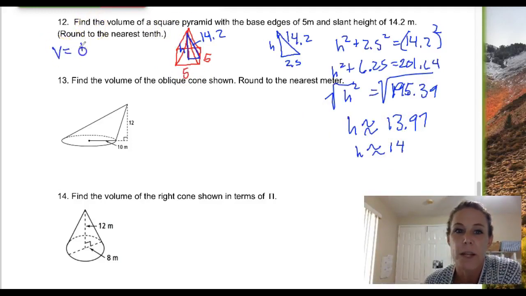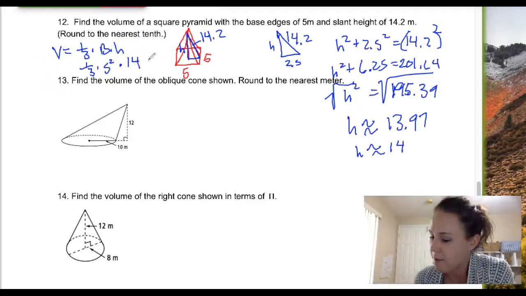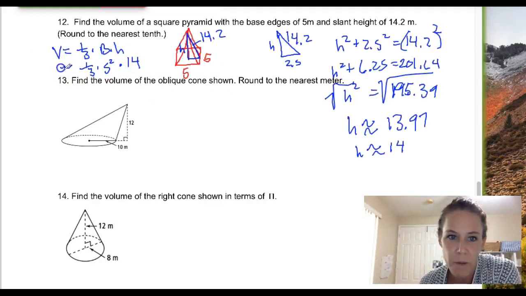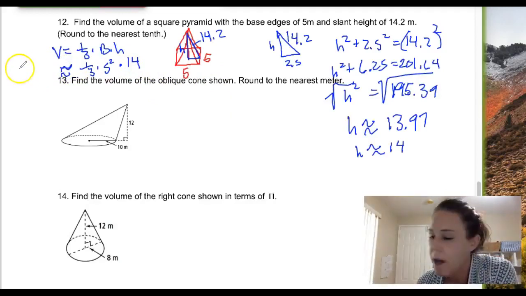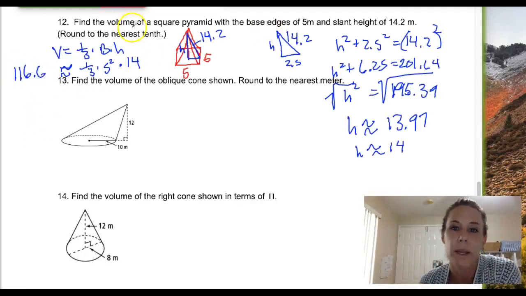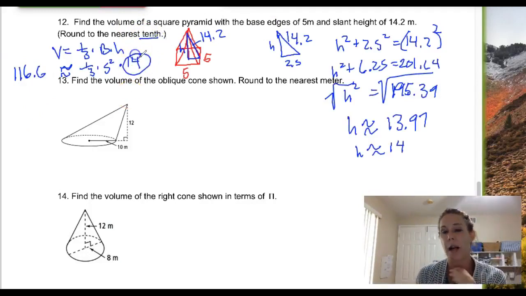So volume, once again, is 1/3 times the area of the base times the height. My base is a square, so the area is going to be 5 times 5. So 1/3 times 5 squared times the height, which is 14. Go ahead and do the math on that. 5 squared is 25 times 14, and then divide that by 3. And we're going to get an approximate of 116.6, to the nearest tenth. Depending on how you round your height, this might change a little bit. If you did 13.9, you're going to get like 115 point something.